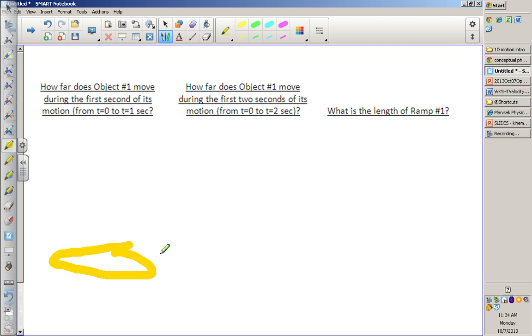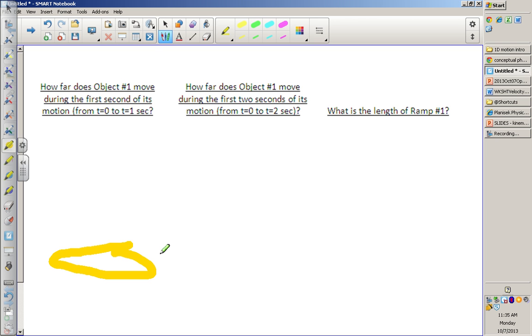How far does it go in the second second? 4. Nope. It goes 3. The total gives us 4, but the second from 1 to 2 is 3 meters. Because what keeps happening to this ball as it's rolling down the ramp? It's speeding up, right? So each second that goes by, it's going to keep going farther. Does that make sense?